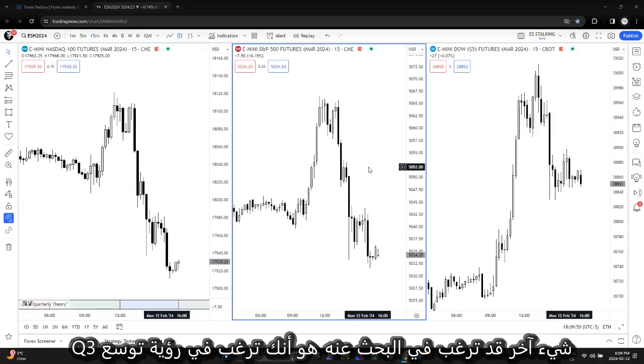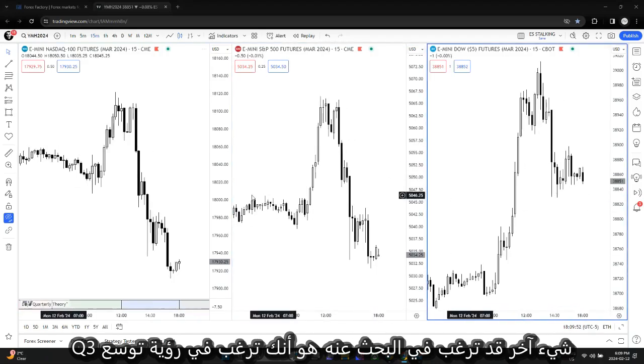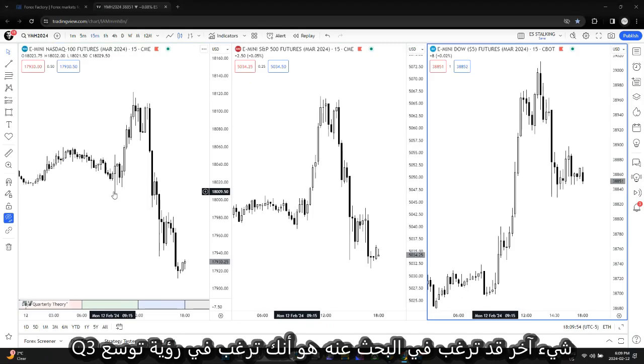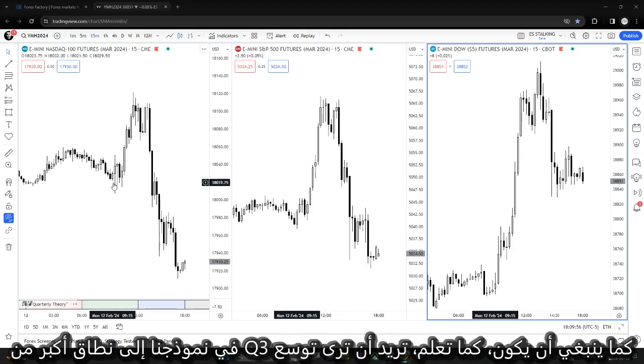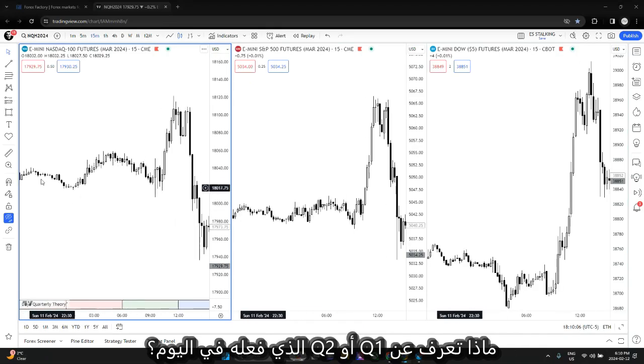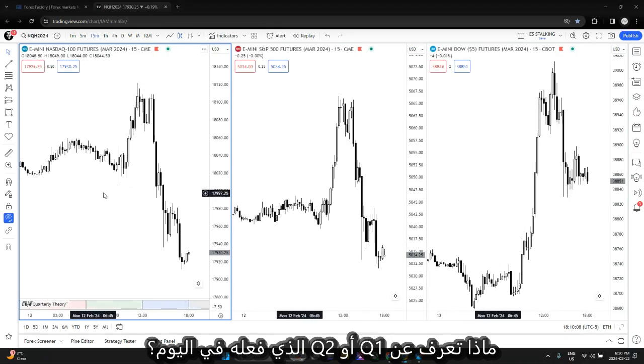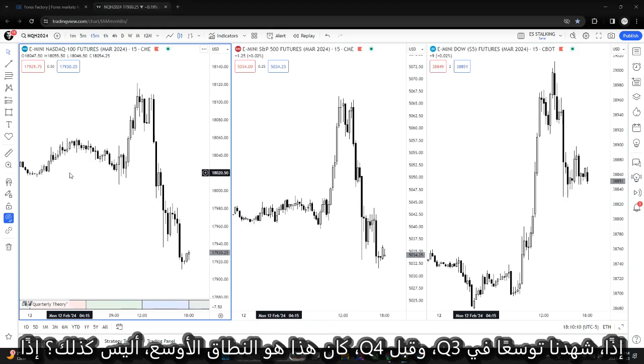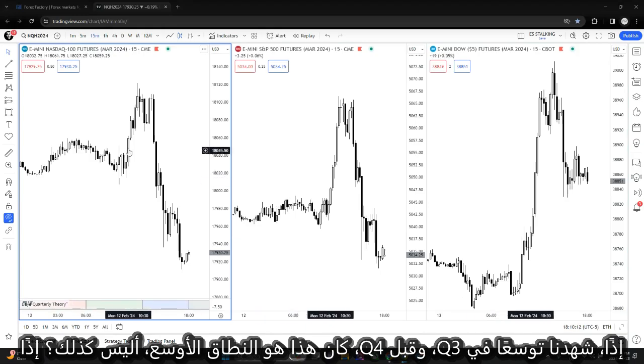And another thing that you would be looking for is to see Q3 expand, right? As it should do. You want to see Q3 expand, or form a larger range than what Q1 or Q2 did in the day. So we had Q3 expand, and before Q4, this was the larger range, right?